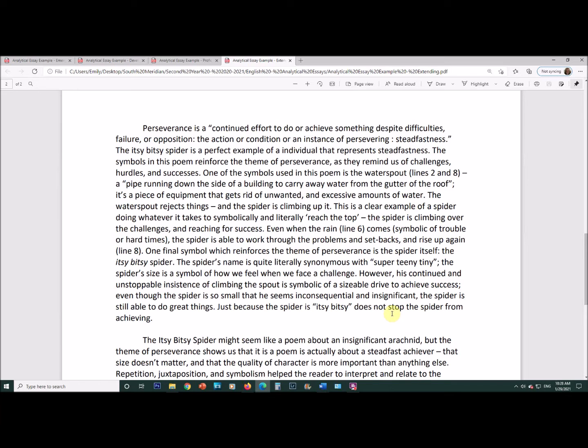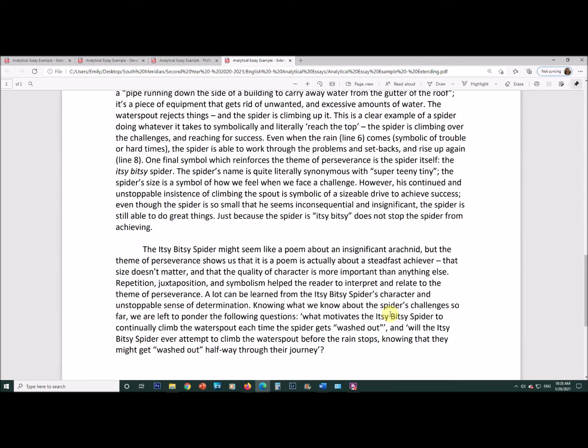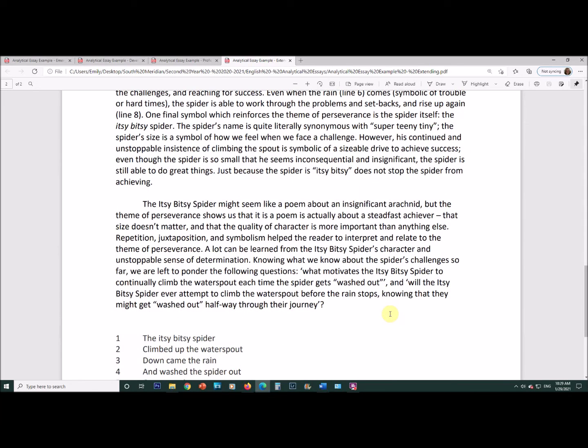Even when the rain, line 6, comes, symbolic of trouble or hard times, the spider is able to work through the problems and setbacks and rise up again, line 8. One final symbol which reinforces the theme of perseverance is the spider itself, the Itsy Bitsy Spider. The spider's name is quite literally synonymous with super teeny tiny. The spider's size is a symbol of how we feel when we face a challenge. However, his continued and unstoppable insistence of climbing the spout is symbolic of a sizable drive to achieve success.